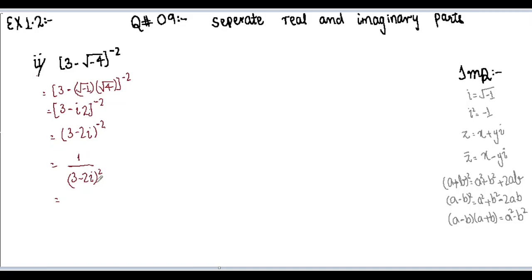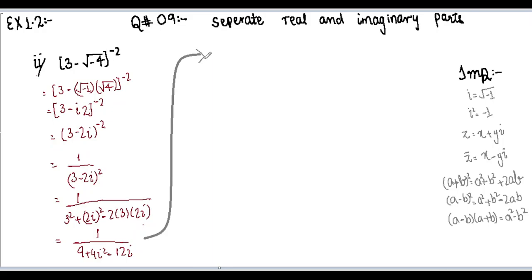It is (a minus b) whole square. So (a minus b) whole square gives us a square plus b square minus 2ab. So here a is 3 and b is 2i. So 3 square plus (2i) whole square minus 2 into 3 into 2i, equals 1 divided by 9 plus 4i square minus 2 3s are 6 and 6 2s are 12i.